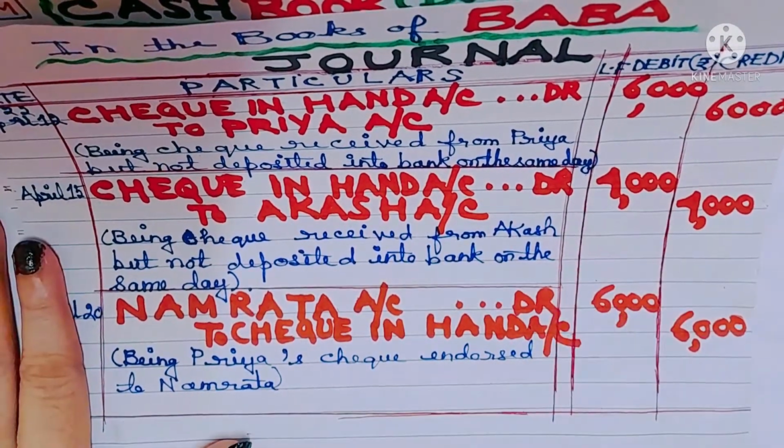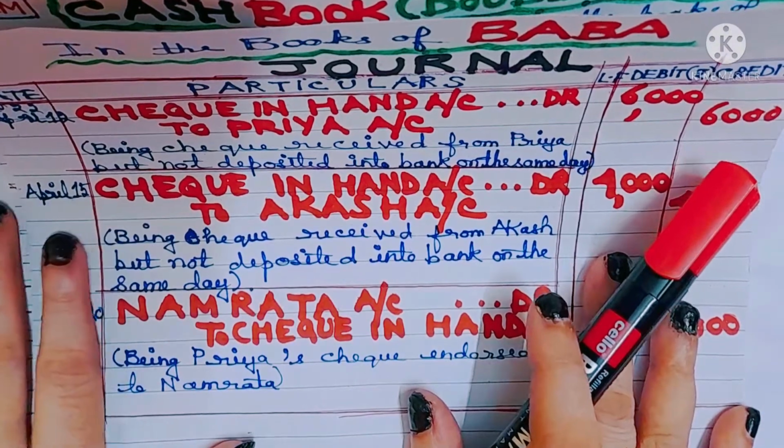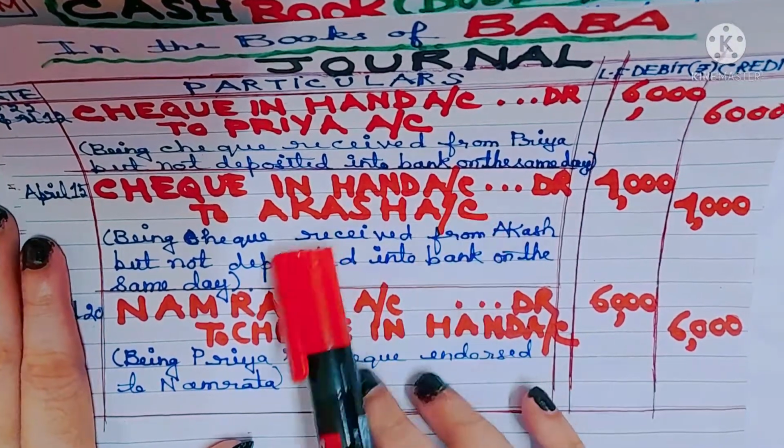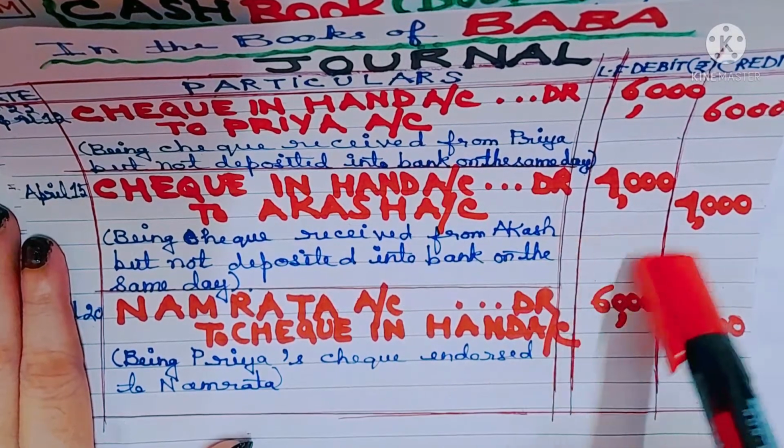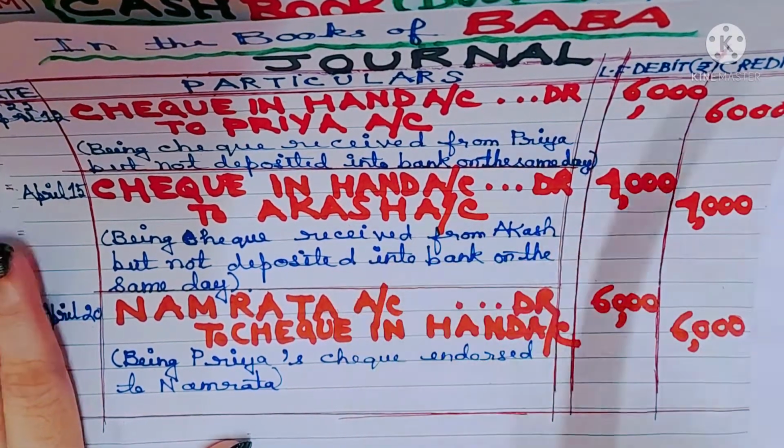So now what will be the journal entry? The journal entry will be bank account debit to check in hand account. Why will check in hand account now be on the credit side? Because the check is no longer in hand.